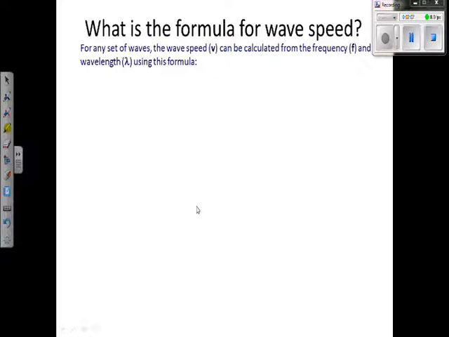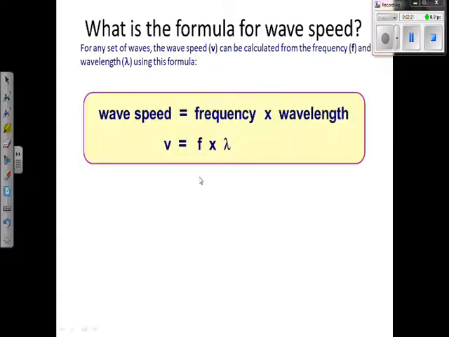So what is the formula for wave speed? For any set of waves, the wave speed, which we use the symbol V, can be calculated from the frequency, symbol F, and the wavelength using this formula. Wave speed equals frequency times wavelength. Write this equation down now.